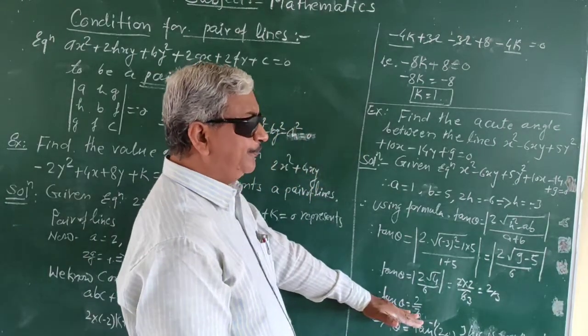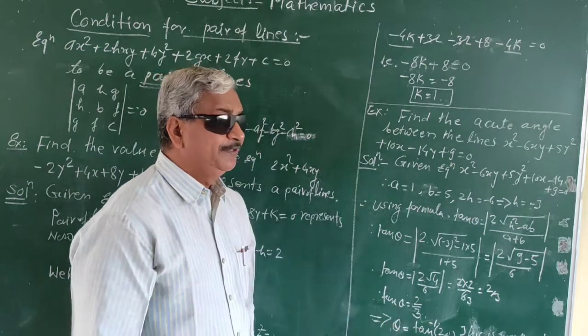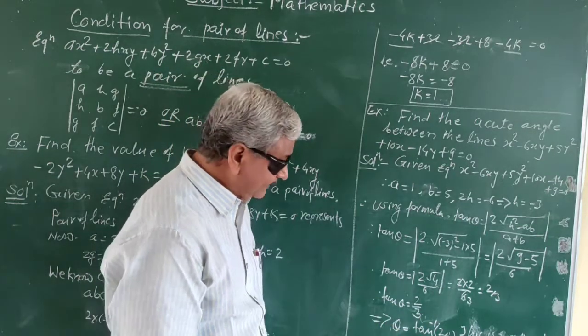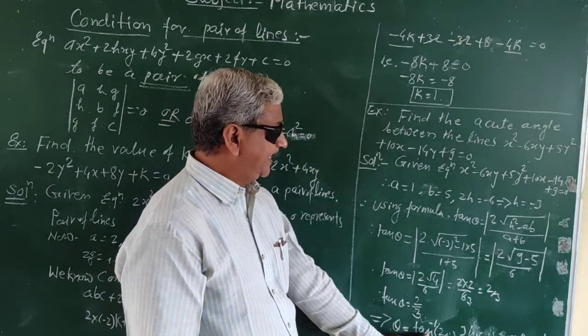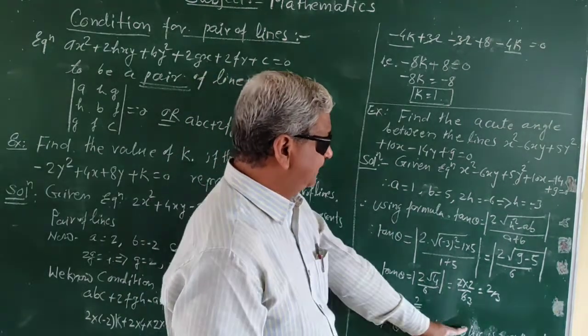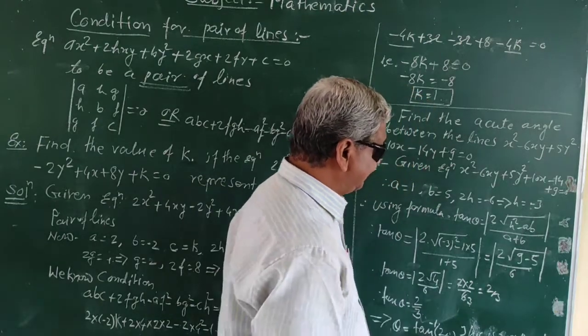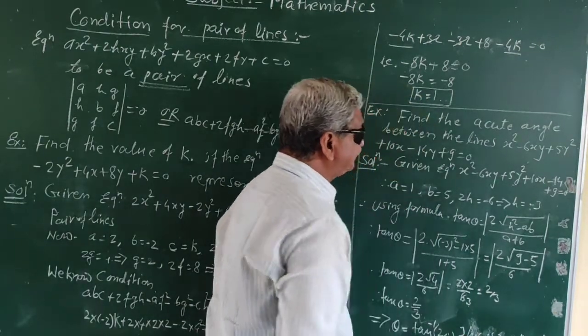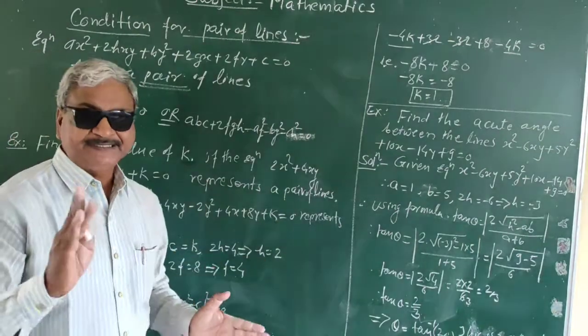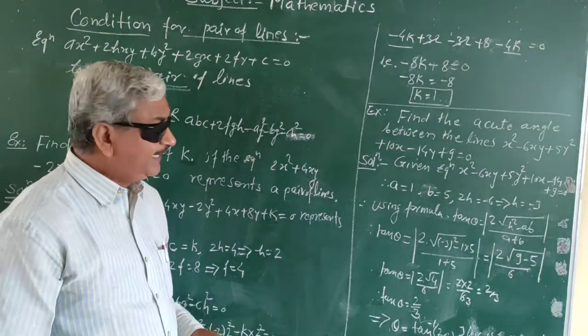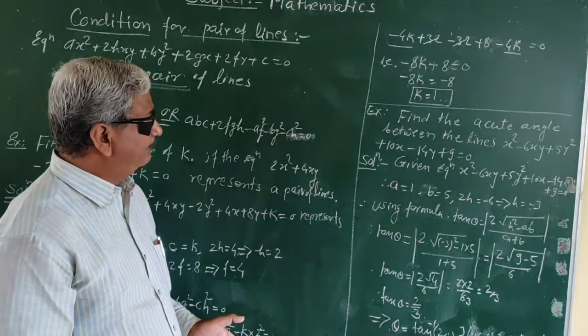So this is the value of tan theta, but in the question you want to find out the acute angle between the pair of lines. Therefore theta is equal to tan inverse 2 by 3. This is the required angle. So in this way we can use the same formula for the pair of lines passing through the origin as well as passing through any point.